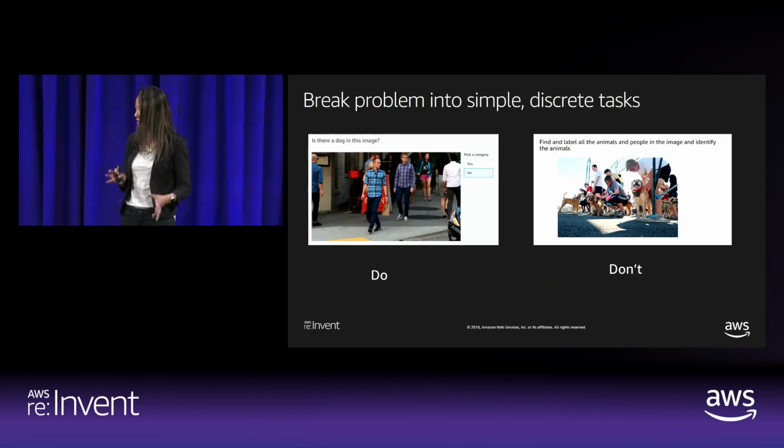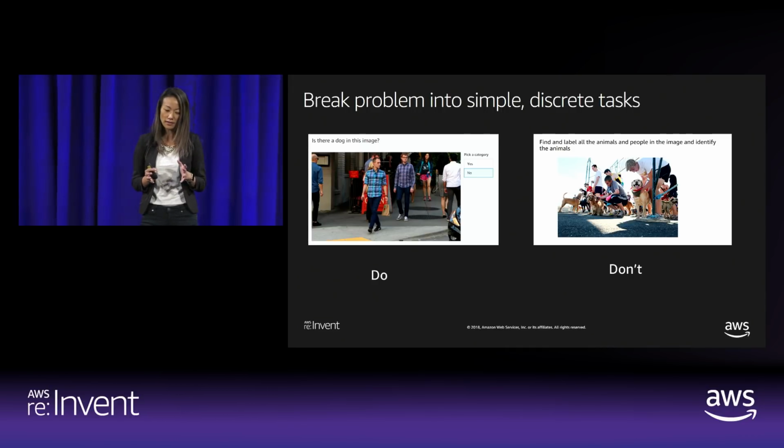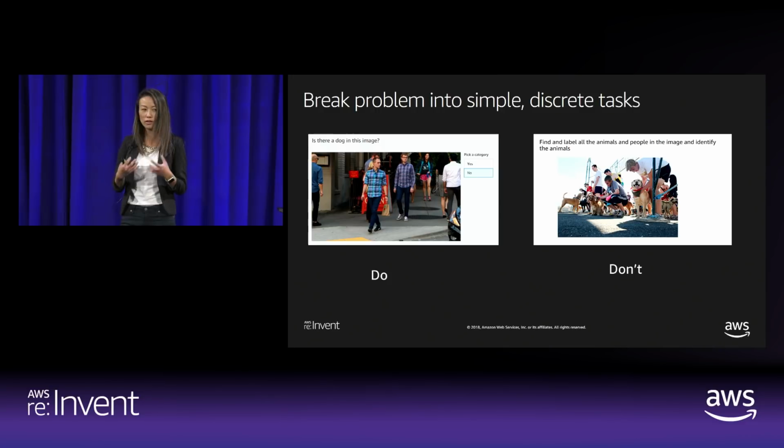Here's an example of what not to do. This is saying, hey, find and label all the animals and the people in the image, and identify and classify the images. Now, this is certainly possible, and as mentioned earlier, some workers who have real attention to detail will take the time to do each of the things you ask for. However, keep in mind that if you're trying to get the best quality answers, having the task be simple, directed, and self-contained actually ends up getting you better results.